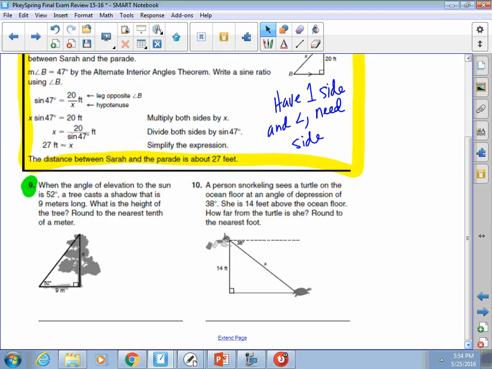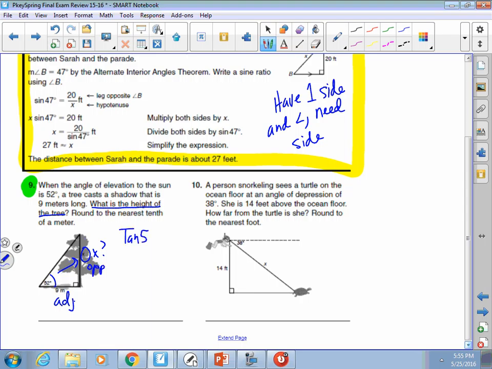You'll have a picture. You're going to use your trig. It says right here that it has an angle of elevation of 52. It's already labeled in there. A tree cast a shadow. That's 9 meters. It says, what is the height of the tree? So that's my x over here. This is what I'm trying to find. So this would be adjacent. This would be opposite. This is what trig function? Tangent. So we do tangent of 52 equals opposite over adjacent.